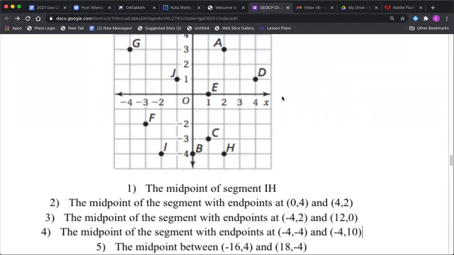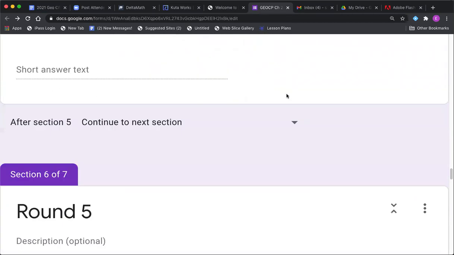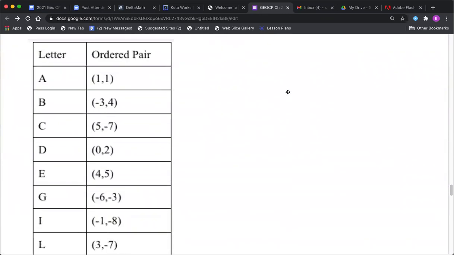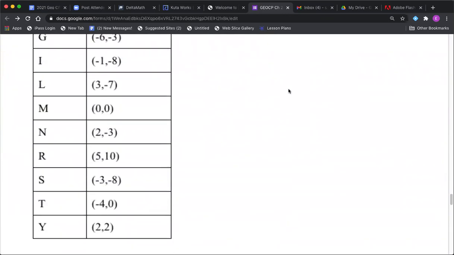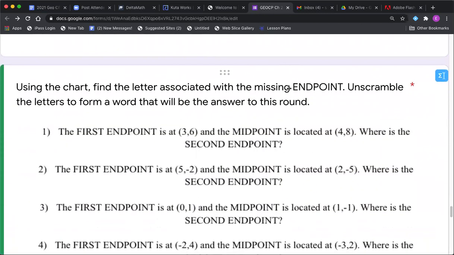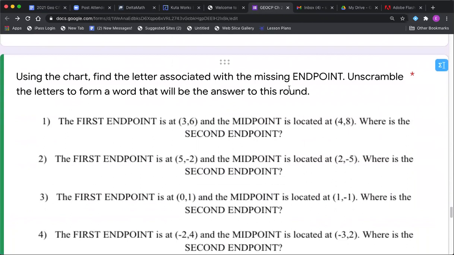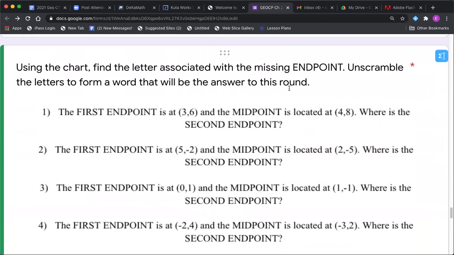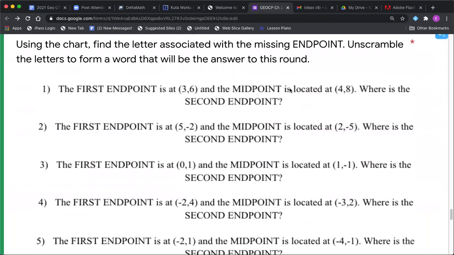Okay, last round then. This was the weird stuff. This was where you had to do that weird midpoint. I'm giving you an endpoint and I'm giving you a midpoint. You have to figure out where the second endpoint is. Okay, so watch how we do this.